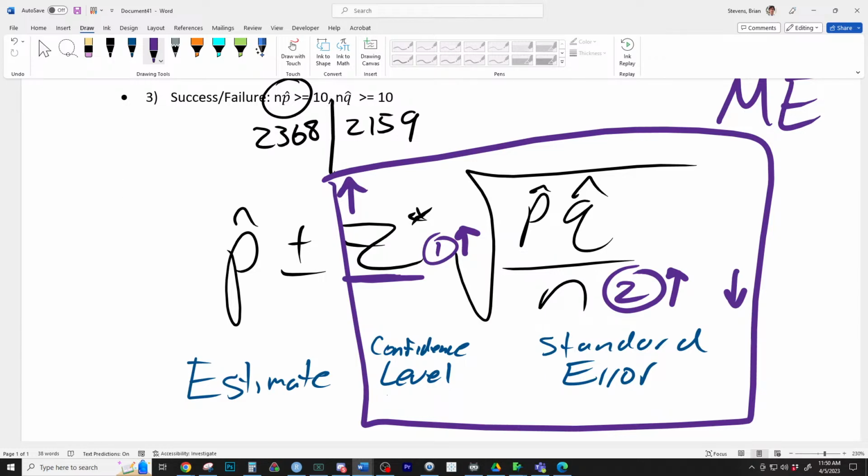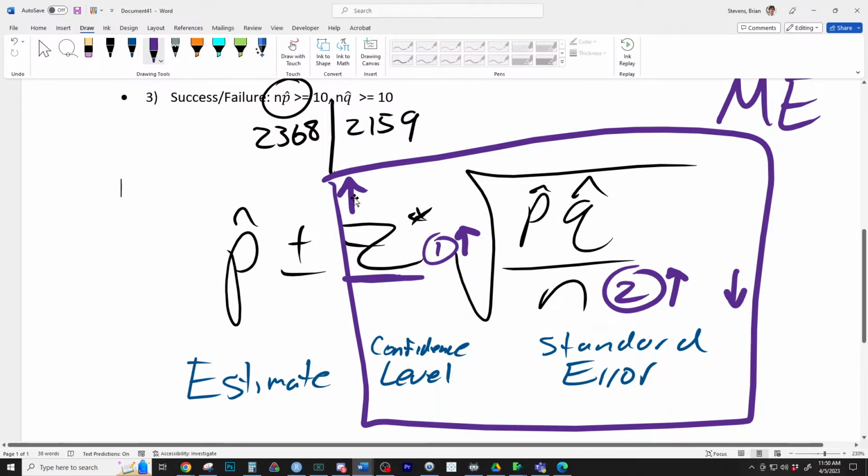So let me repeat that so you can hear it. As your confidence level increases, your margin of error will increase. So as this increases, this increases. And just look at it mathematically. If z gets bigger, plus or minus z times something, as z gets bigger, this whole thing gets bigger. Since n is in the denominator, as n gets bigger, the margin of error decreases. These are the two things that control the margin of error.